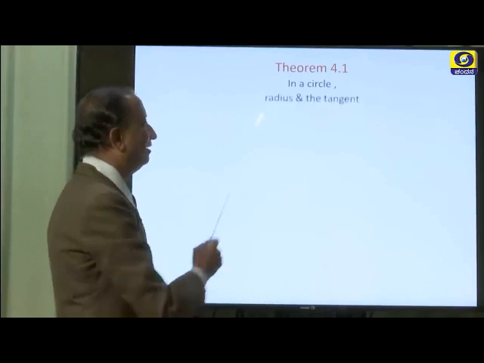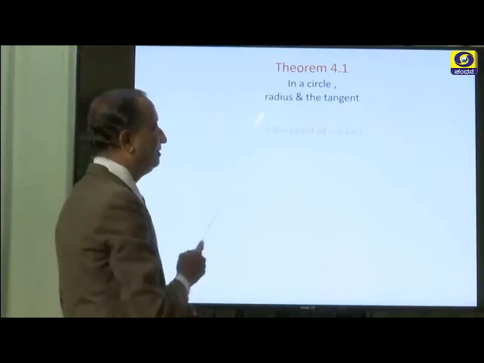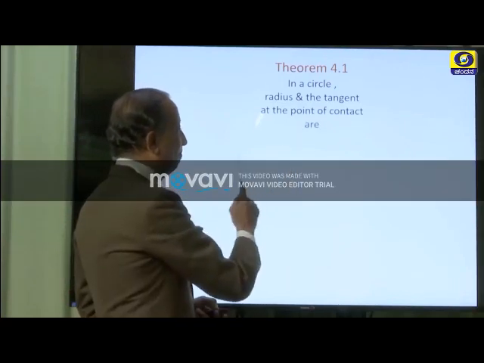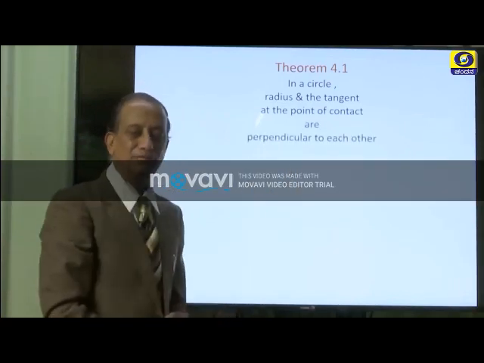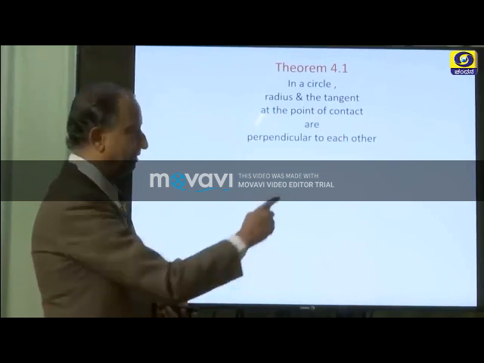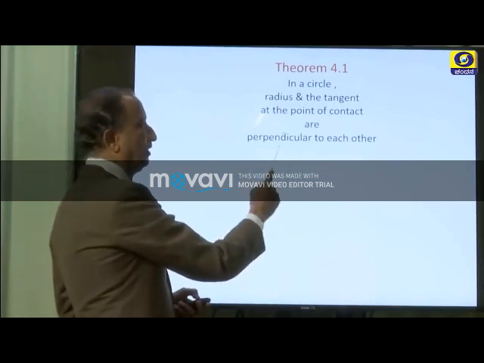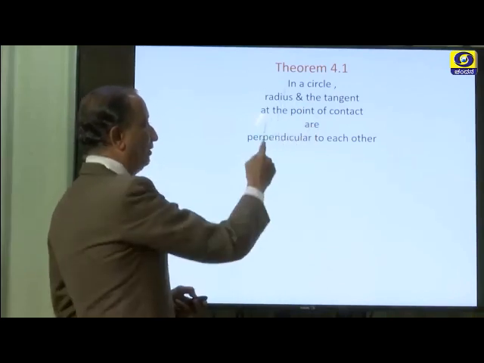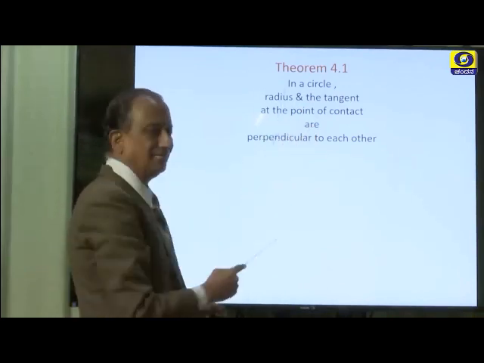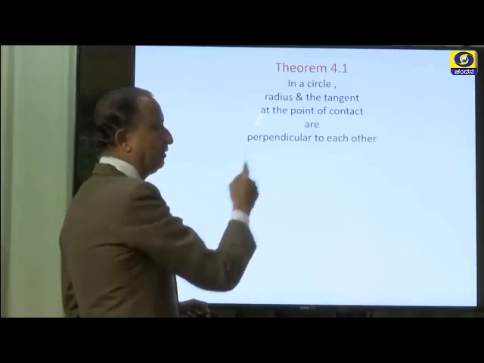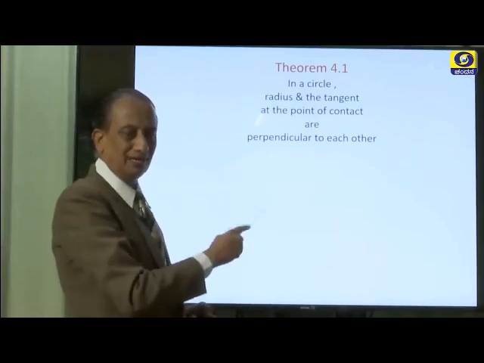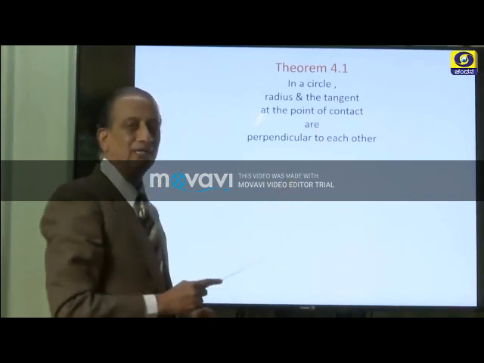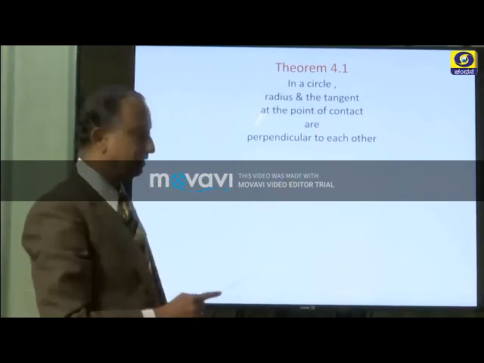In a circle, the radius and the tangent at the point of contact are perpendicular to each other. This is the statement, called the general enunciation. So, in any circle you draw the radius and draw the tangent also. At the point of contact, you can see that the tangent and the radius are always perpendicular to each other.